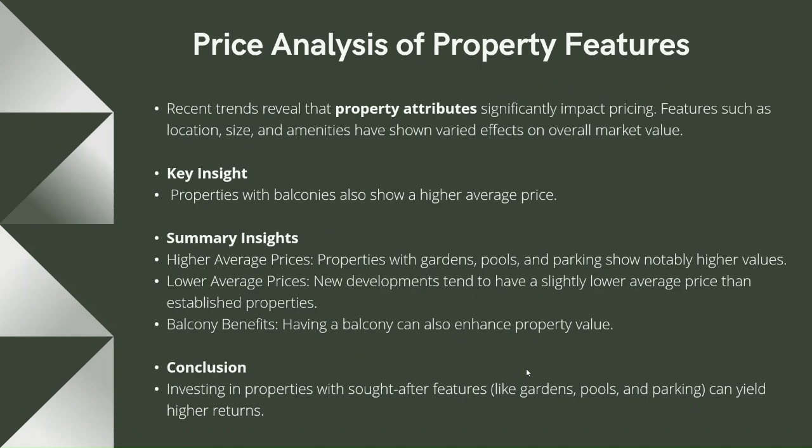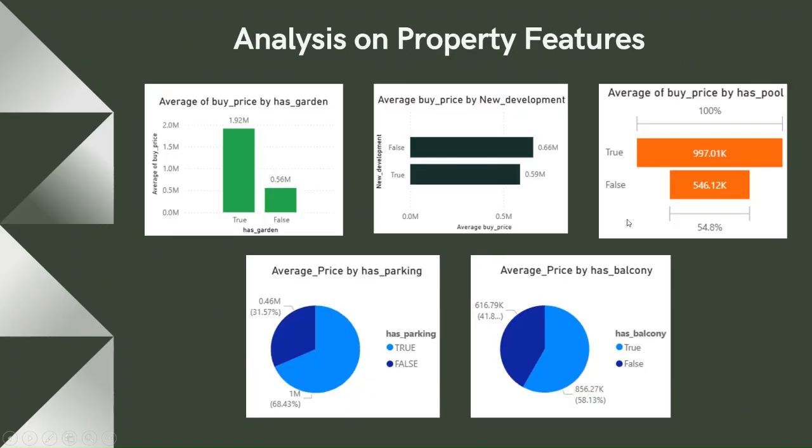Regarding the key findings on property features, average price by garden feature: properties with a garden have a significantly higher average buy price. I'll show you in the visualization. Properties with a garden have a significantly higher average price. The property which has a garden is worth around 1.92 million, and the property which doesn't have any garden is at 0.56 million.